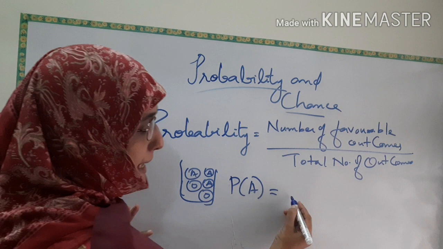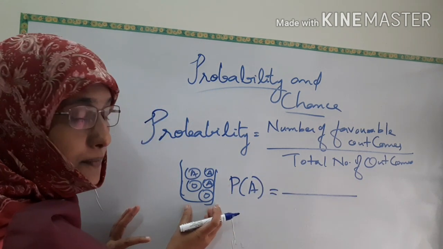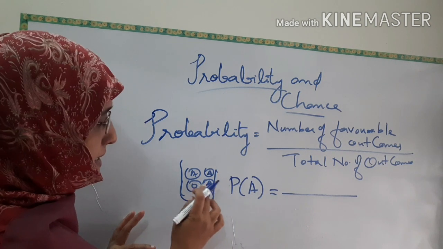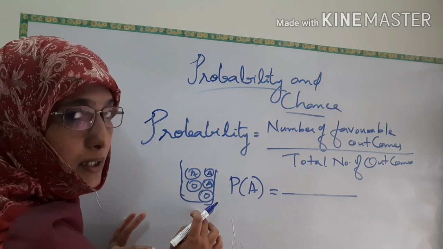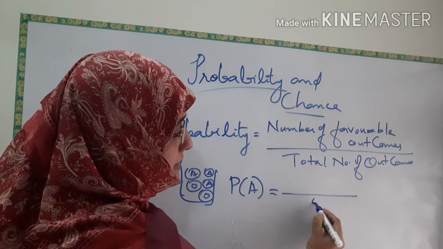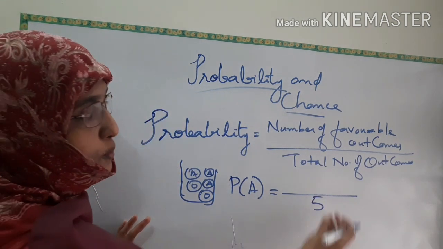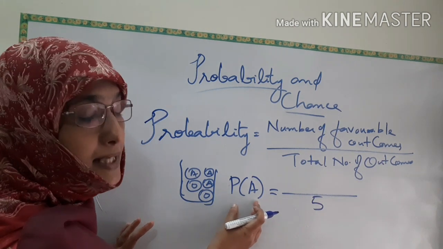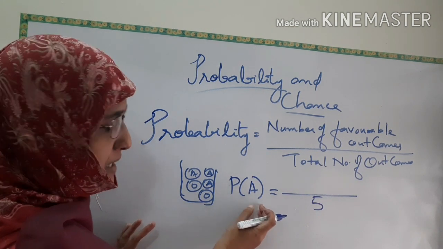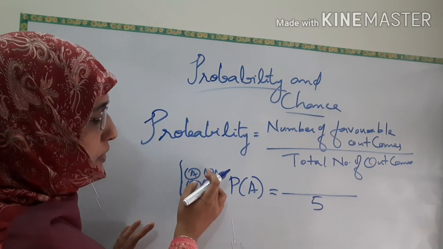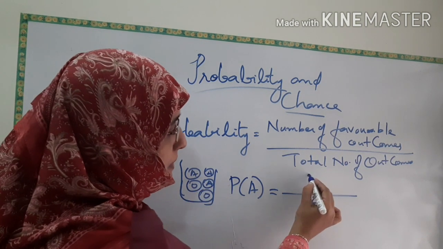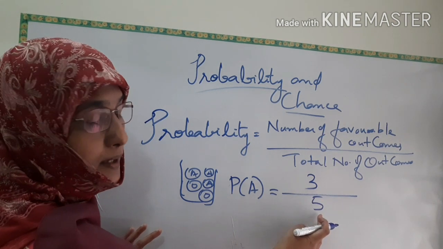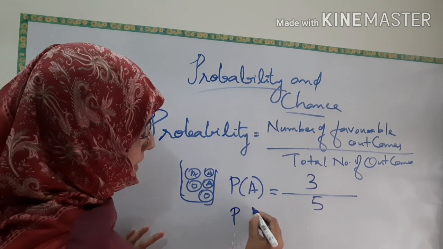Outcome means the answer. In this case, there are 5 outcomes, 2 oranges and 3 apples. So the total number of outcomes is 5. The numerator is the number of favorable outcomes. I asked, what is the chance or probability that you will get an apple? So how many apples are there? 1, 2, 3 apples. So the probability of getting an apple is 3 by 5. Okay, now what is the probability of getting an orange?